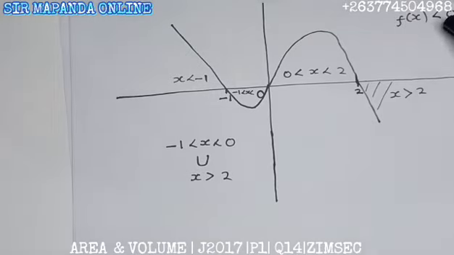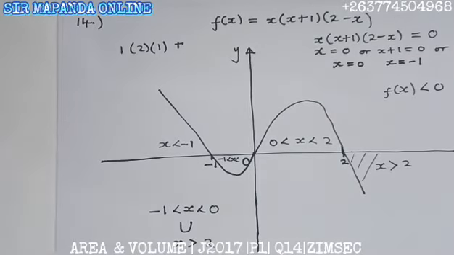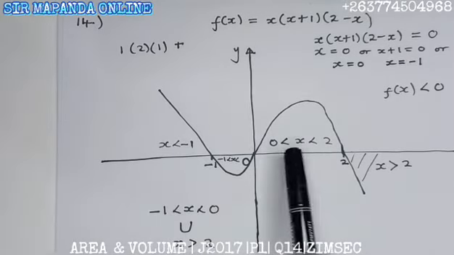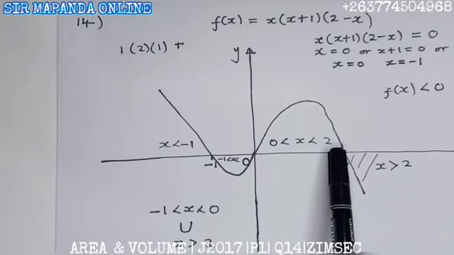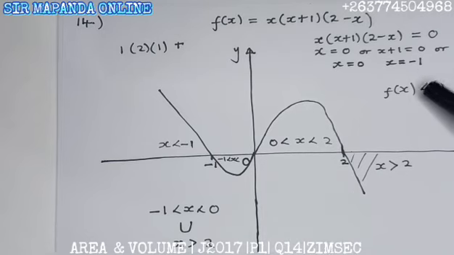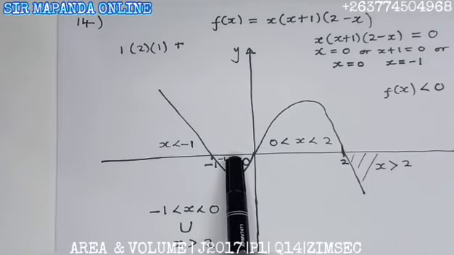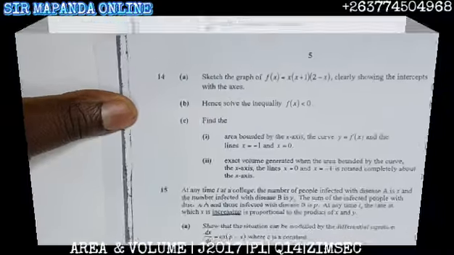So if the inequality was greater than 0, your answer was going to be x less than minus 1, or 0 less than x less than 2. But they want f of x less than 0. So you take the answers below the x-axis, which is this answer and this answer. I hope you are following, class. We move on to part C of the question.